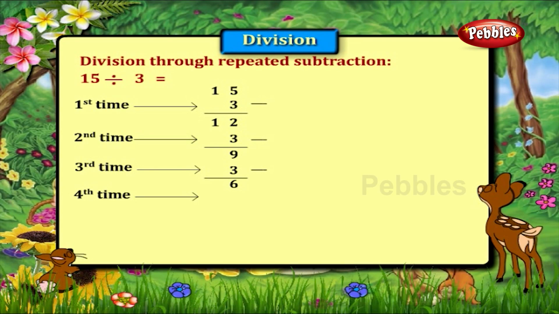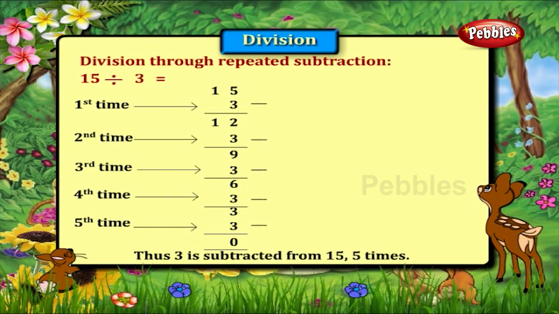Fourth time, 6 minus 3 is equal to 3. Fifth time, 3 minus 3 equal to 0. Thus, 3 is subtracted from 15 5 times. Therefore, 15 divided by 3 is equal to 5.